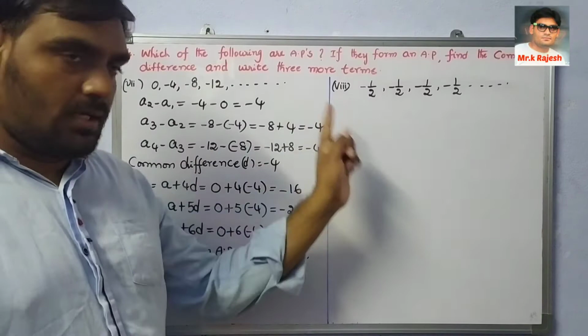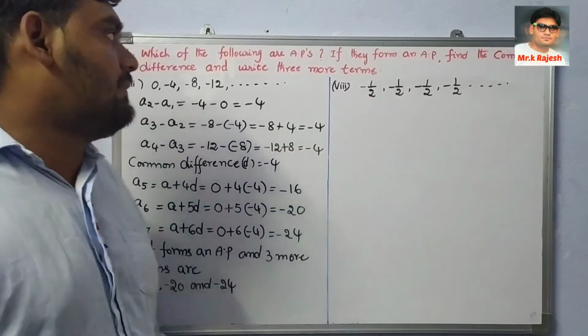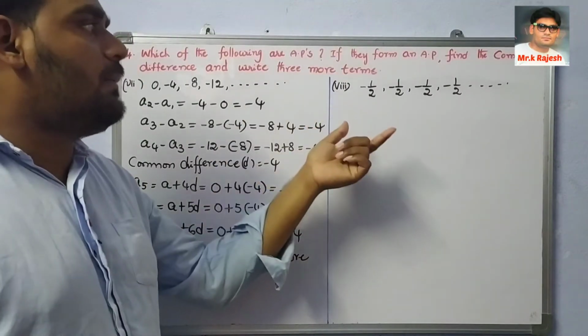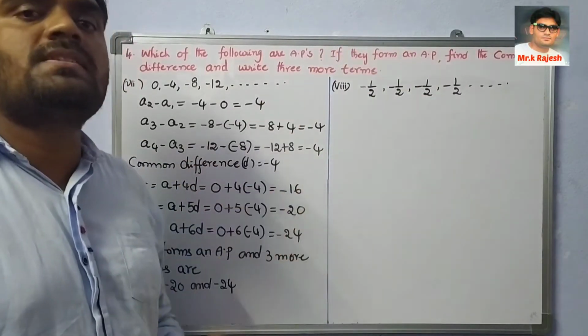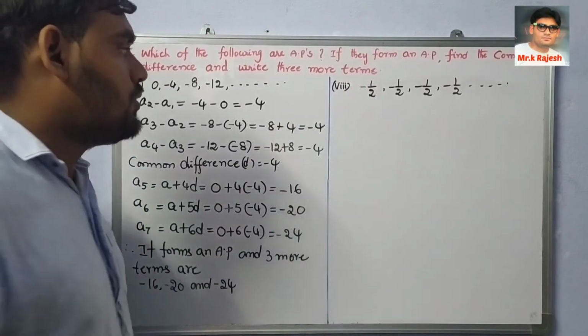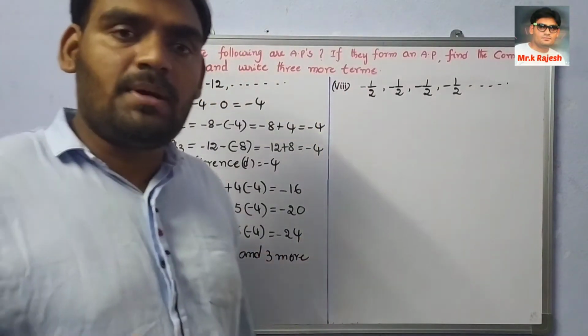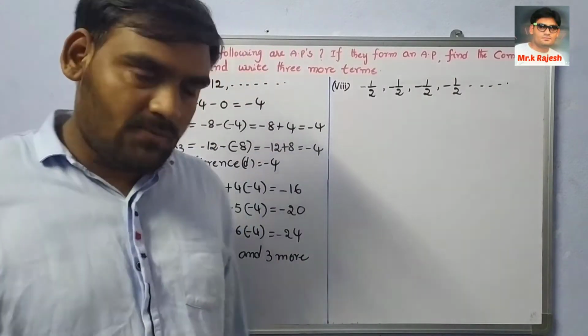First, we need to check whether it forms an AP or not. Suppose it forms an AP, later we need to find three more terms. So to know whether it forms an AP or not, we need to find the common difference, and only then we will say it is in AP or else it is not an AP. So here the common difference is nothing but A2 minus A1, which should be the same as A3 minus A2 as well as An minus An minus 1.